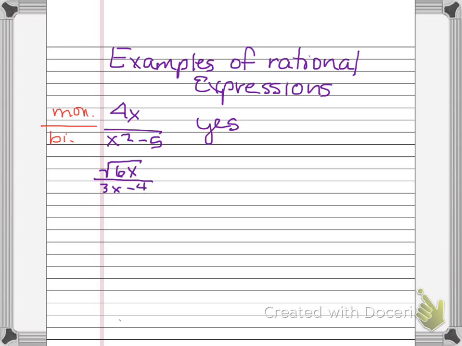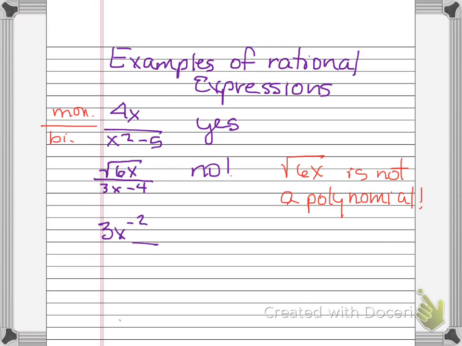The square root of 6x over 3x minus 4. No, that is not considered a rational expression because the square root of 6x is not a polynomial, it is not a binomial. You must have whole number exponents. So since the square root of 6x is not a polynomial, then the whole thing is not a rational expression.